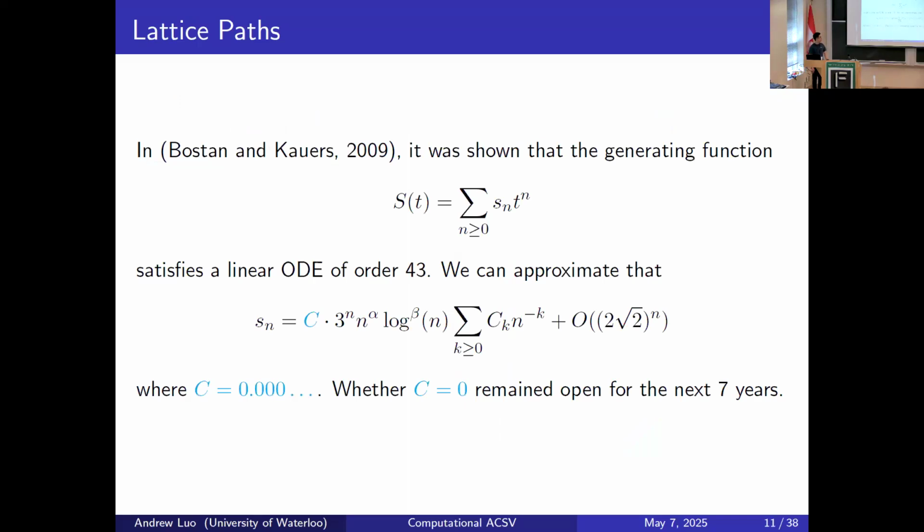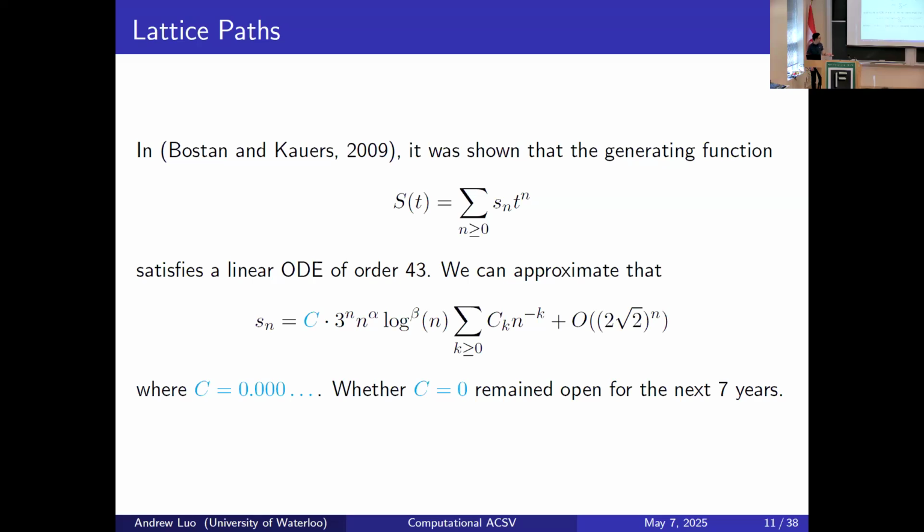using the univariate generating function, which was actually first guessed, but then later on proved to be true, that it satisfies a really complicated differential equation. And then if you try to do analysis on this differential equation, you can see that the asymptotics are given by some constant times 3 to the n, which is the exponential growth, multiplied by some other terms with a big O bound.